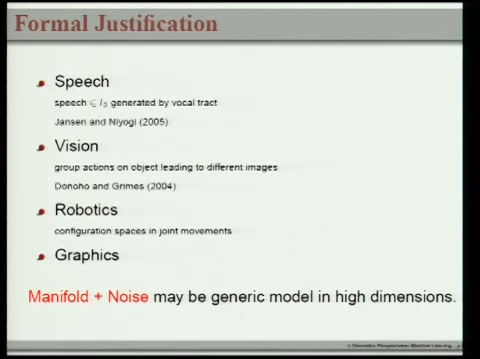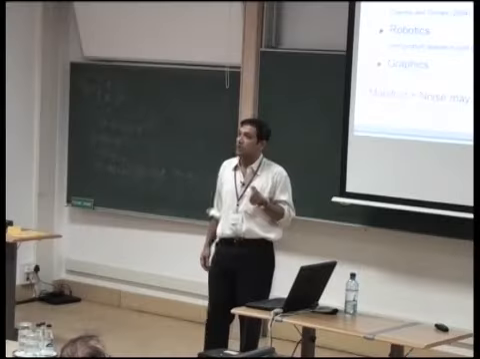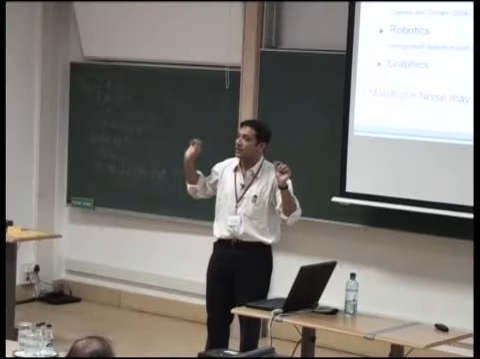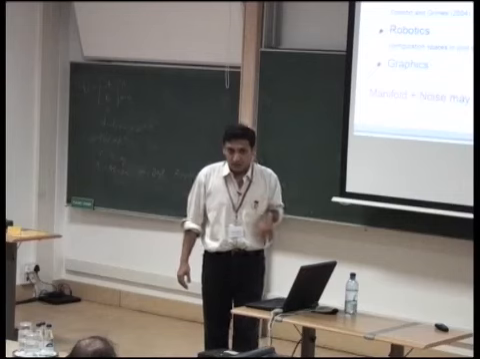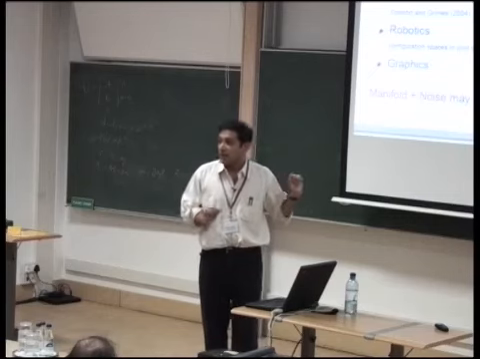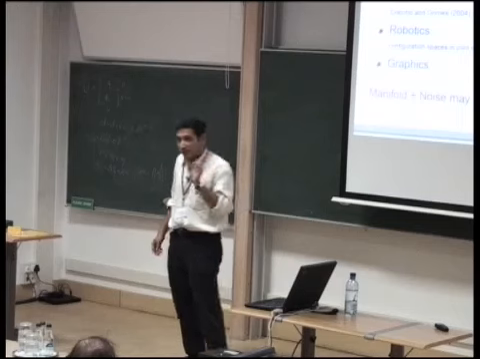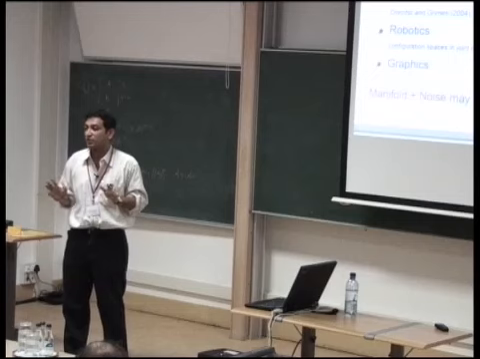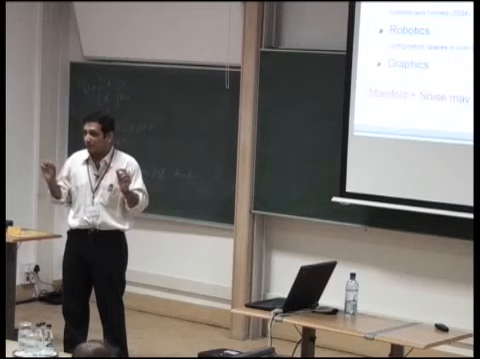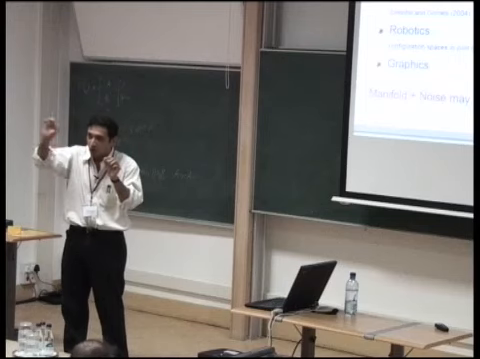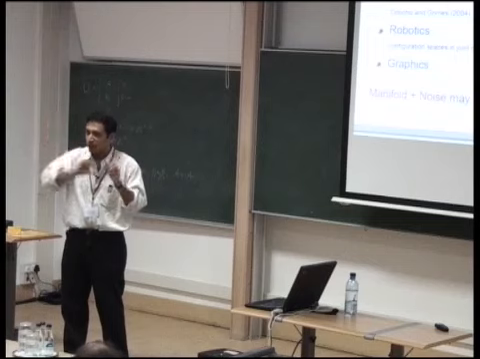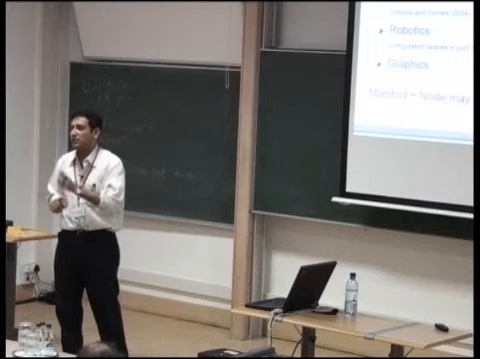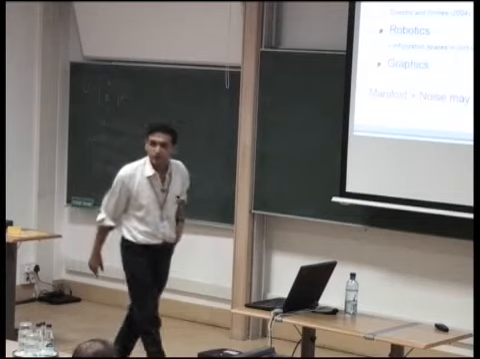And I am going to sort of argue that manifold plus noise is a very generic model for modeling high dimensional distributions. And the simplest kind of manifold plus noise model, the very simplest kind, is actually one which is very familiar to statisticians, the mixture of Gaussians. So, the mixture of Gaussians is a manifold which is just k points, the centers of the Gaussians, plus noise in the normal direction. Okay.